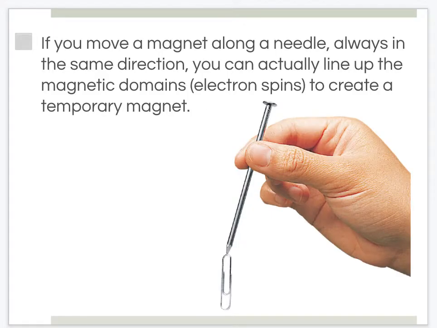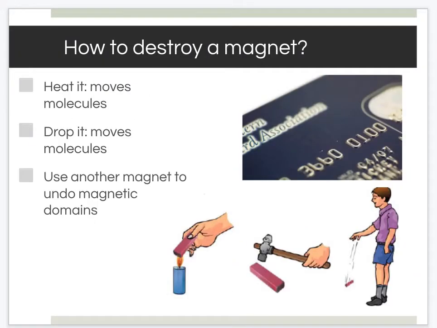If you move a magnet along a needle or a nail or a paper clip in the same direction, you can actually take the electrons and line them up so they're spinning in the same direction to create a temporary magnet. So this magnet isn't going to be permanent, but it'll last for a little while. So if you magnetize a nail, you can actually pick up something else that is magnetic, like a paper clip. These two items wouldn't be magnetic on their own, but when you magnetize one of them, then the other one will stick. You can also destroy a magnet.